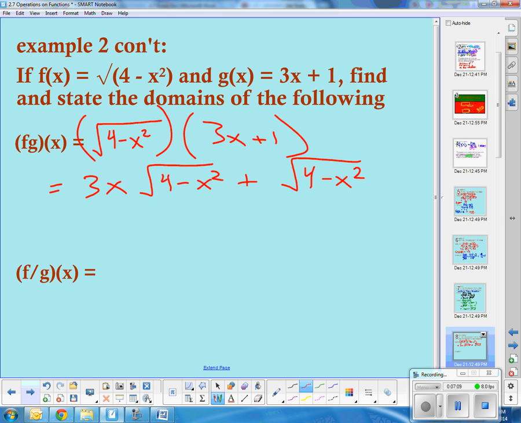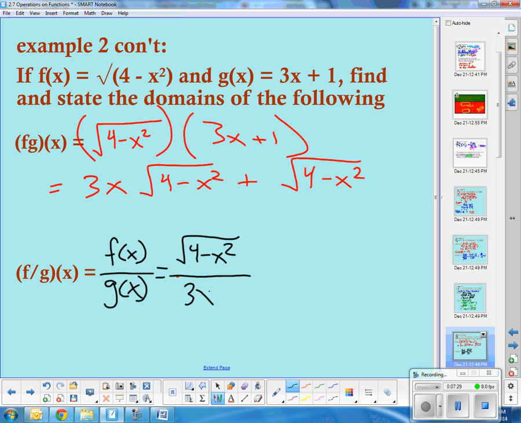And then f divided by g of x would be f of x divided by g of x. My f of x is the square root of 4 minus x squared. My g of x is 3x plus 1. No simplifying to do, no radicals in the denominator, but I have to make sure, and this is where things get tricky, this is a real heavy point of emphasis, I have to make sure that my denominator is not equal to 0.